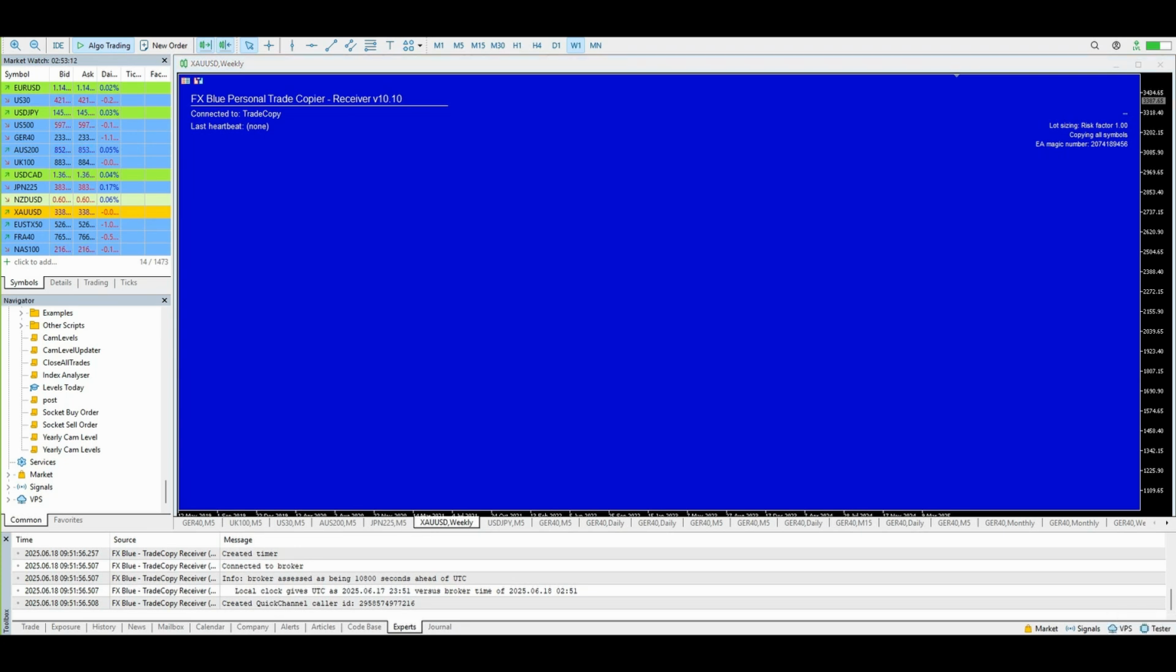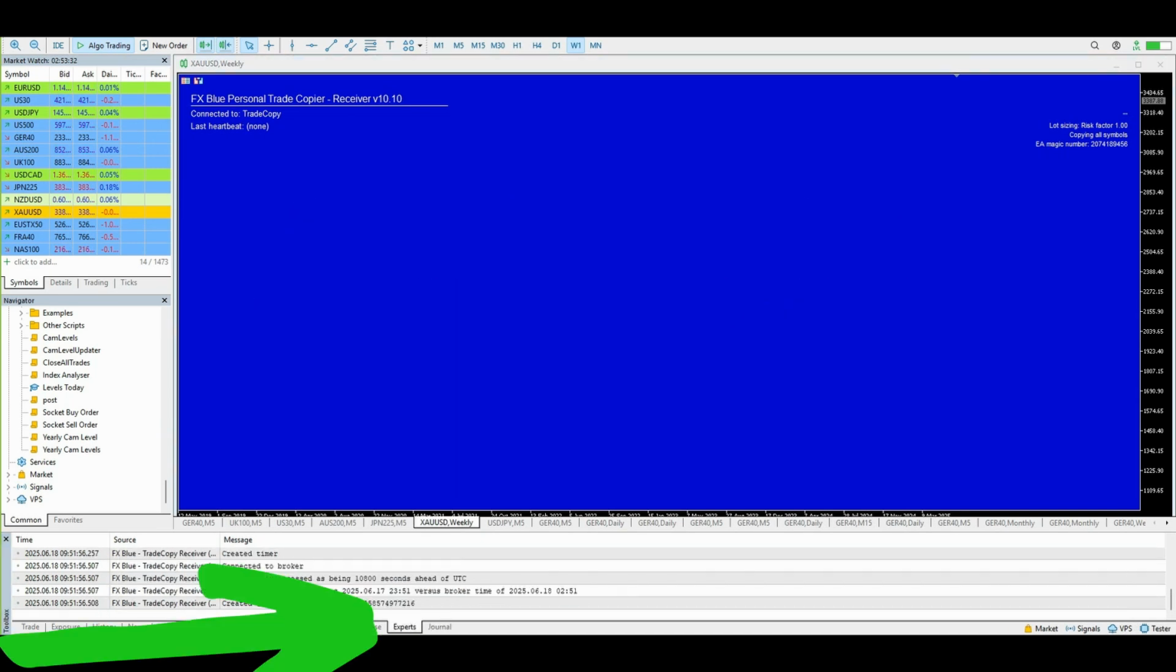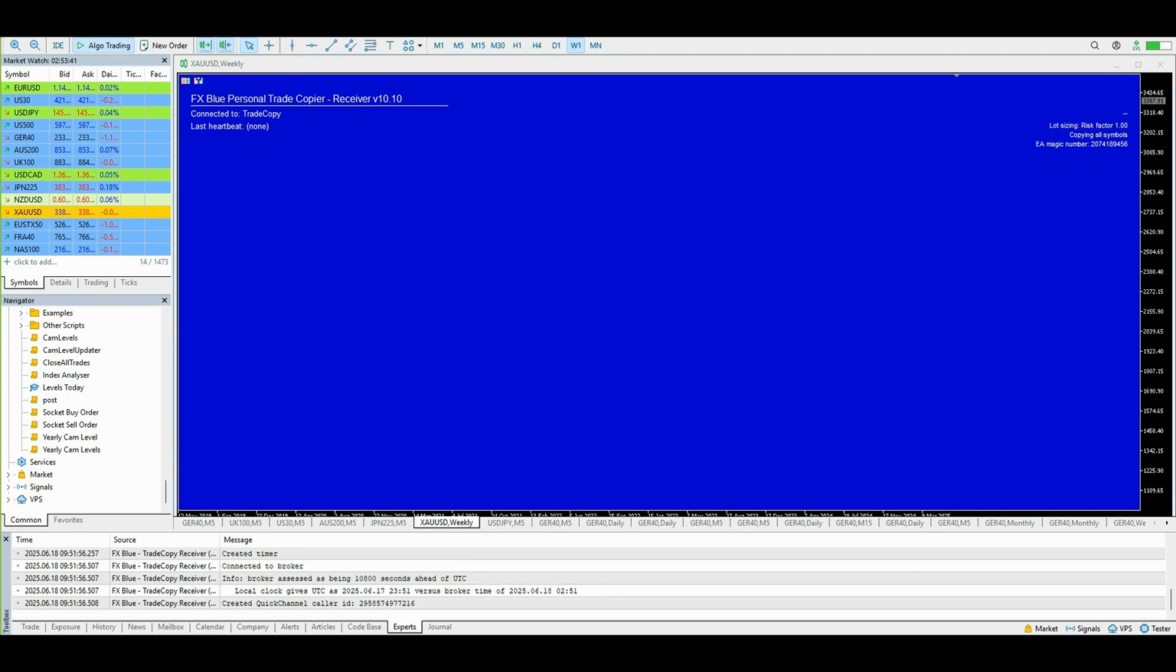If there's still errors coming through or it's not working, always be sure to check the Experts tab and the Journal tab, these two tabs down in the toolbox, and then go and Google the error code that you receive. It will generally come up with some options and some ways to fix each error. However, the majority of the errors you'll come across have been covered in this video.